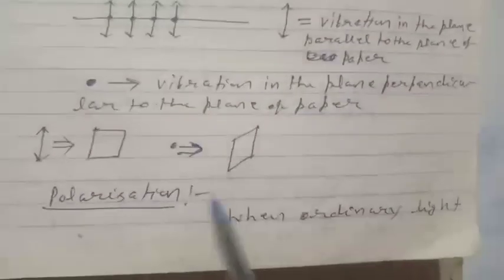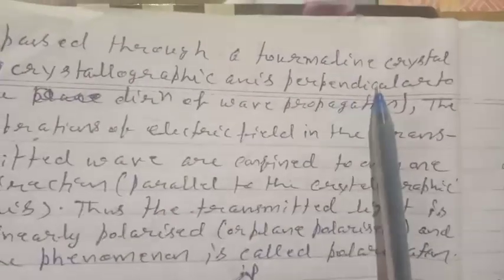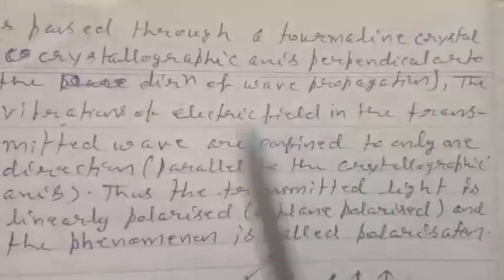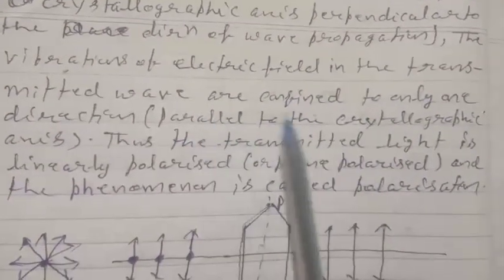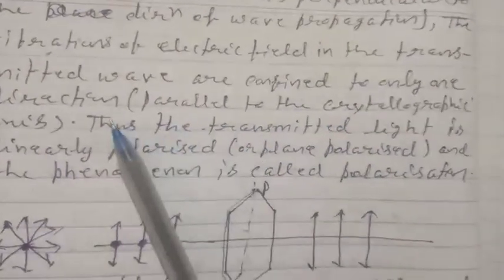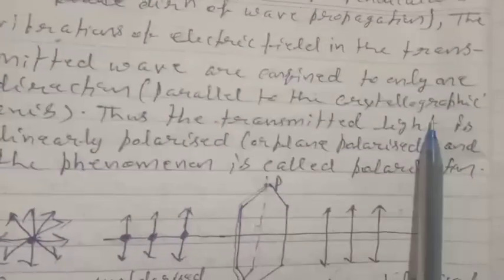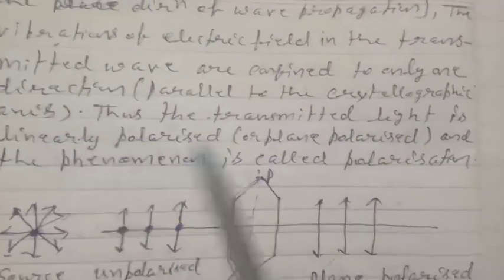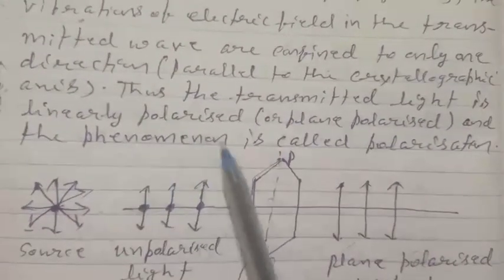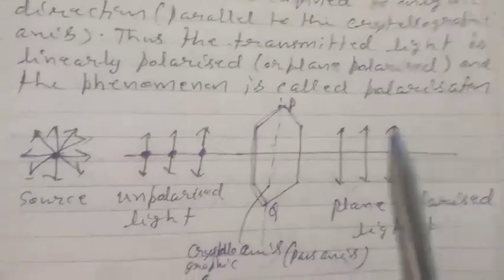Polarization: when ordinary light is passed through a tourmaline crystal with crystallographic axis perpendicular to the direction of wave propagation, the vibrations of the electric field in the transmitted wave are confined to only one direction, that is parallel to the crystallographic axis. Thus, the transmitted light is linearly polarized or plane polarized, and the phenomenon is called polarization.